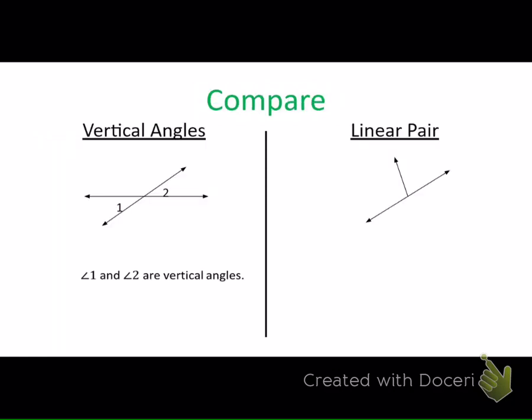So vertical angles. Angles 1 and 2 here are vertical angles. So you will write down this. I think I filled in the lines for you. Angles 1 and 2 are vertical angles. Then a linear pair. Angles 3 and 4 are a linear pair. So we have vertical angles and linear pair.